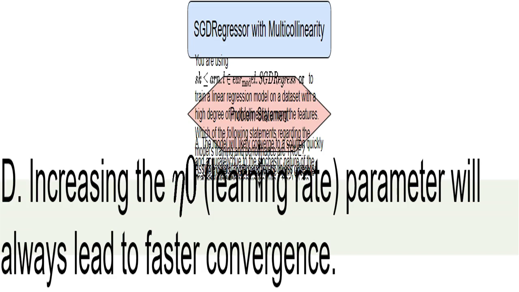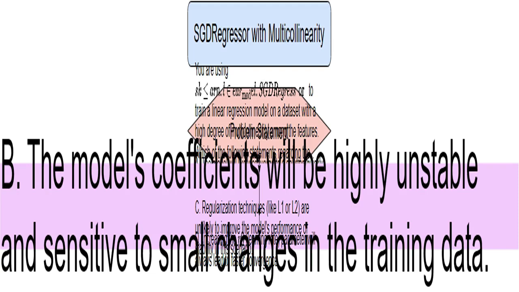Increasing the learning rate, eta0, doesn't guarantee faster convergence. It's a balancing act. A high learning rate can cause the algorithm to overshoot the optimal solution, resulting in oscillations and failure to converge, while a low learning rate will lead to slow convergence. This is false. Regularization, L1 or L2, is precisely designed to handle multicollinearity. By adding a penalty to large coefficients, it shrinks them, making the model more stable and less sensitive to small changes in the data.